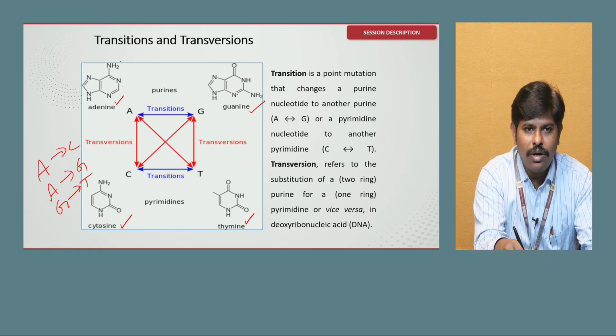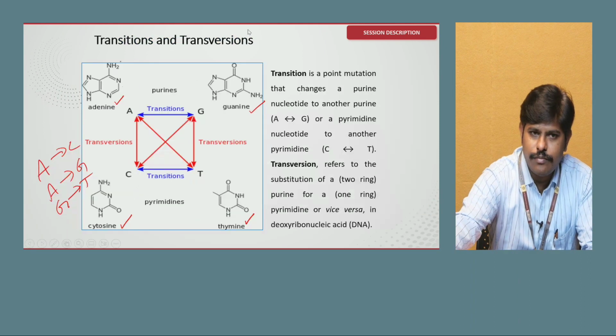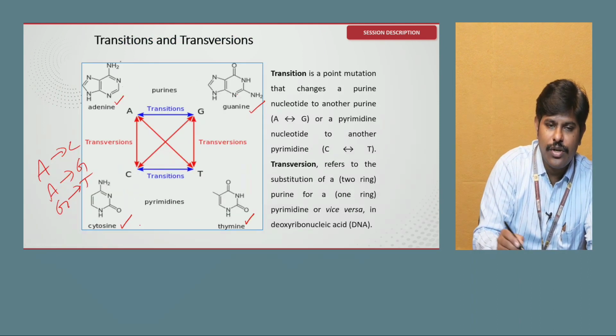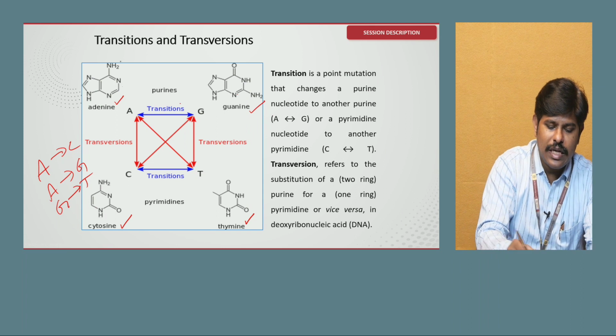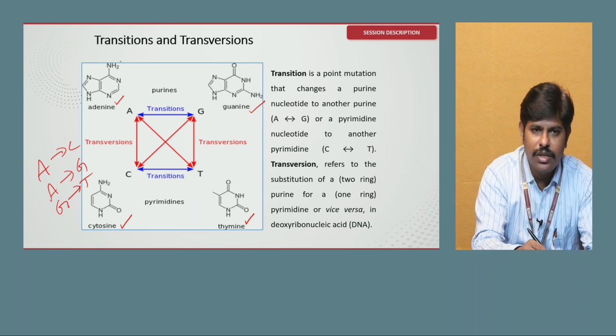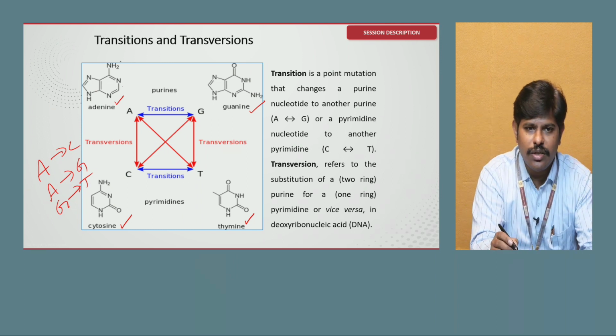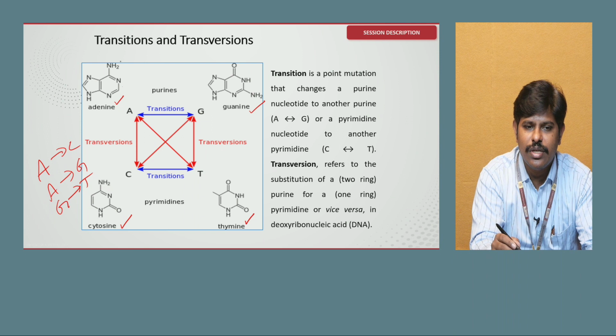Adenine and guanine are more similar because they are purines. Then cytosine and thymine are more similar, they are pyrimidines here. So here we define transitions and transversions. Transitions are purine to purine mutations or pyrimidine to pyrimidine mutations.